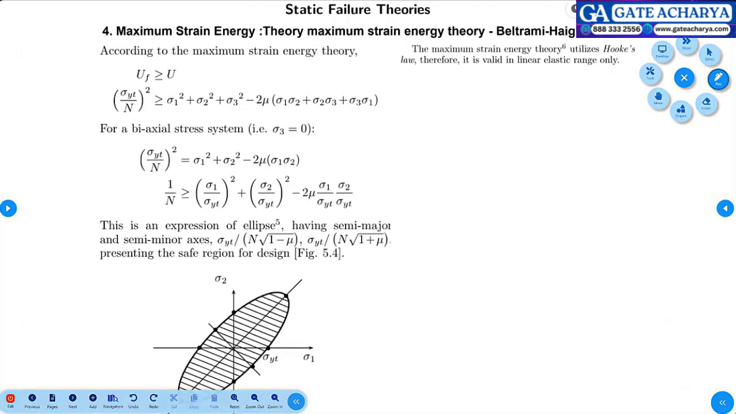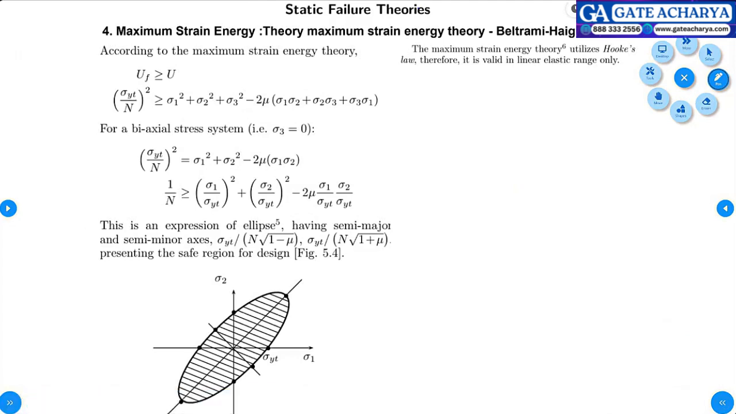Right, maximum strain energy theory. This energy theory states that instead of dealing with stresses or strains, please deal with strain energy. What do you mean by strain energy? Half into load into deflection, or half into stress into strain. This will give you somewhat more accurate results for failure, capturing the failure phenomena.